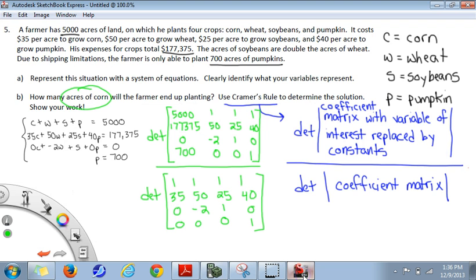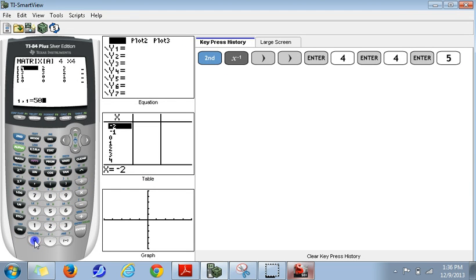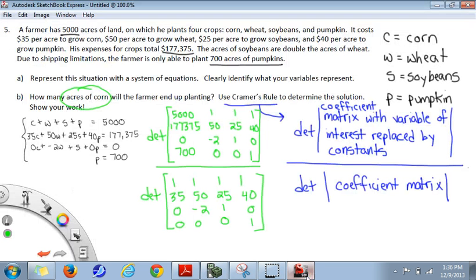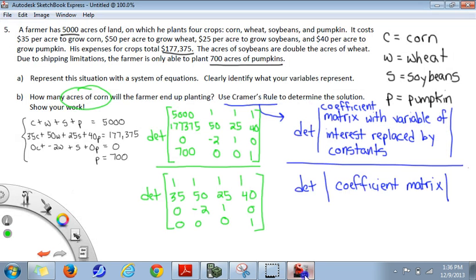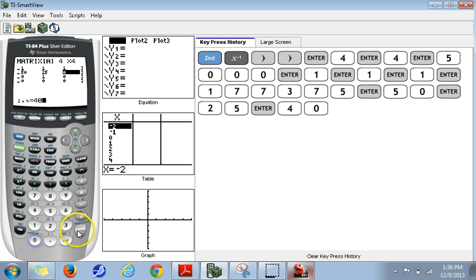So my first row, I've got 5,000, 1, 1, and 1. And my second row, 177,375, and then after that was 50, 25, and 40.